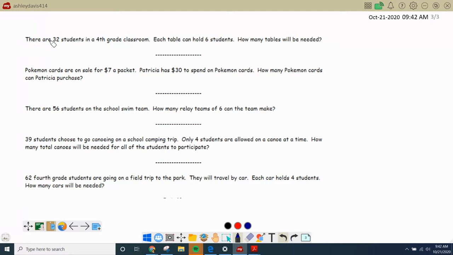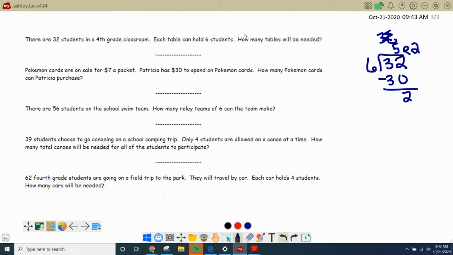Okay, so here, let's look at this question. There are 32 students in a 4th grade class. Each table holds 6 students. How many will they need? So we're going to divide 32 by 6. Okay, now that's when we can just go look at our chart and find that 6 can go into 32 5 times with 2 left over.